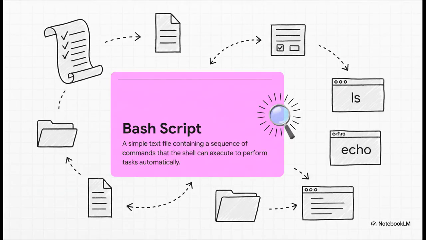Okay, let's demystify this whole thing. A bash script might sound complicated, but it's not. It is literally just a plain text file. That's it. You take the commands you're already typing, like ls, cd, grep, whatever, and you just write them down in a file, in order. The script is just your to-do list for the computer.